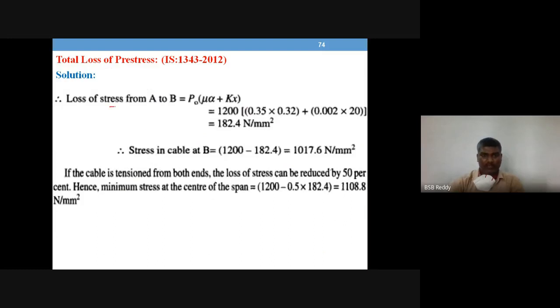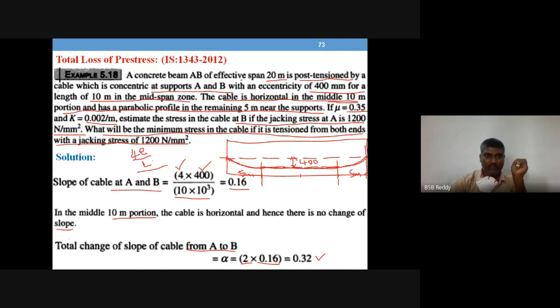Right. Anyhow, loss of prestress, we have to calculate it by the formula P naught times (mu alpha plus Kx). P naught is 1200, it is known to you, and mu times alpha, mu is 0.35, alpha 0.32, and K times X is span 20 meters. This is the loss of stress. So the remaining stress in the cable is only 1017.6 Newton per mm square. Okay, right. So this is the answer for this question.